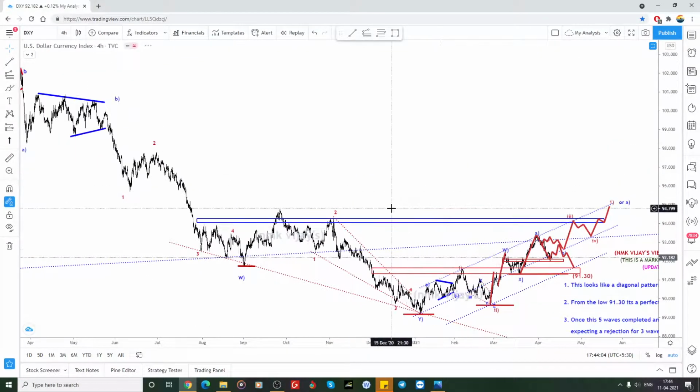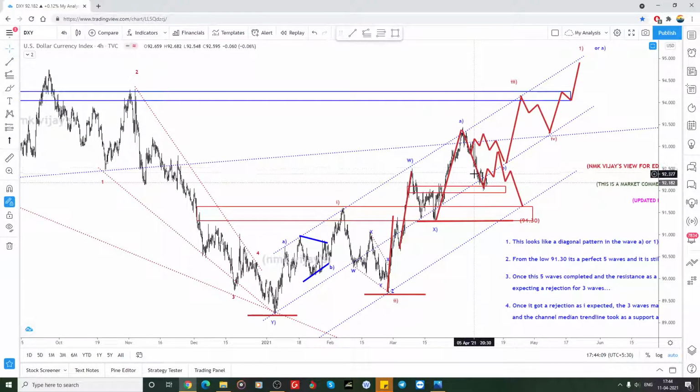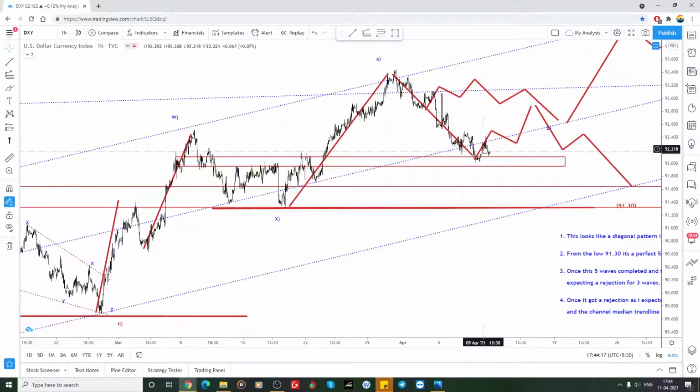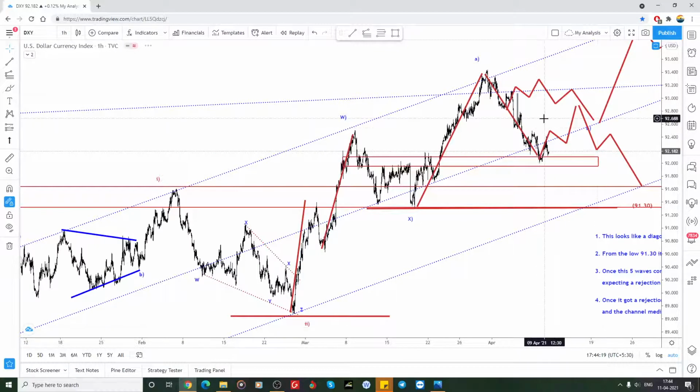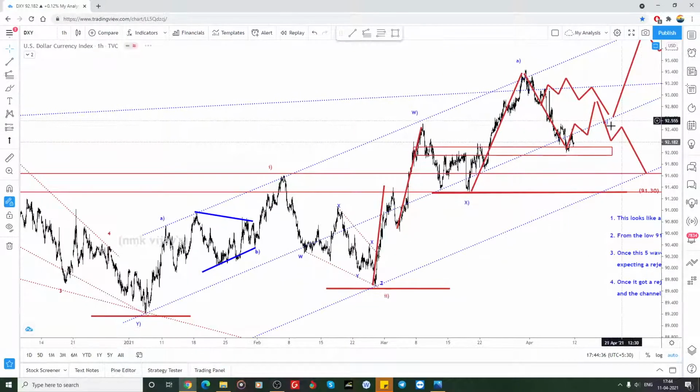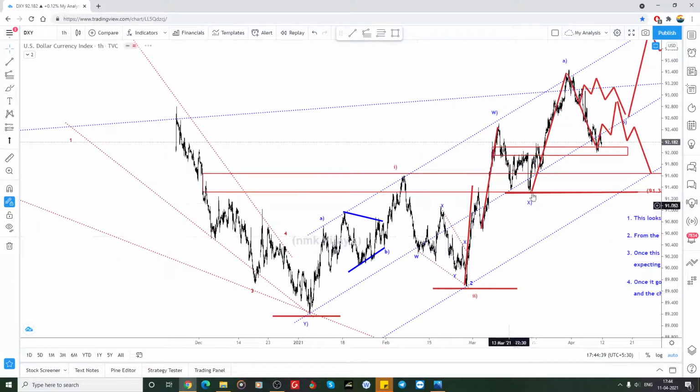So my bias is it has to reach that 94.8. Whether it is going from here, we can't say anything. From here it is going, or it can do a lot of complex correction. What I explained here is A, B, C, and again one more A, B, C. Here it has already done A, B, C. Here is a small A, B, C, and again one more A, B, and C. It has already done that, and it has already reached this medium trend line here.